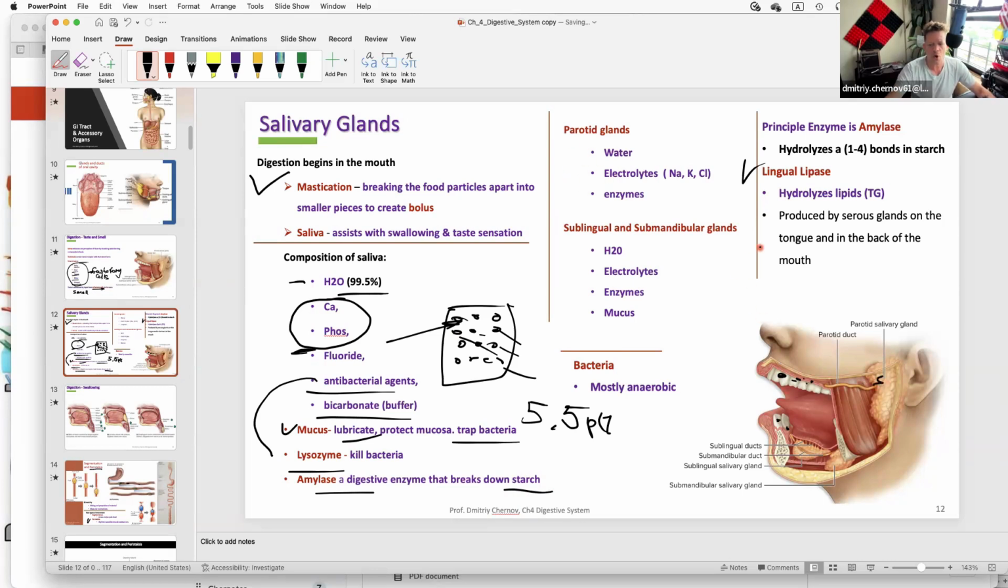Parotid glands, right? So altogether, salivary glands. There are parotid, submandibular, and sublingual glands. Their composition is very similar: water, electrolytes, enzymes. But the sublingual and some submandibular glands produce, pardon my Ukrainian, mucus. So parotid, sublingual, and submandibular produce water, electrolytes, and enzymes, but sublingual and submandibular also produce mucus.